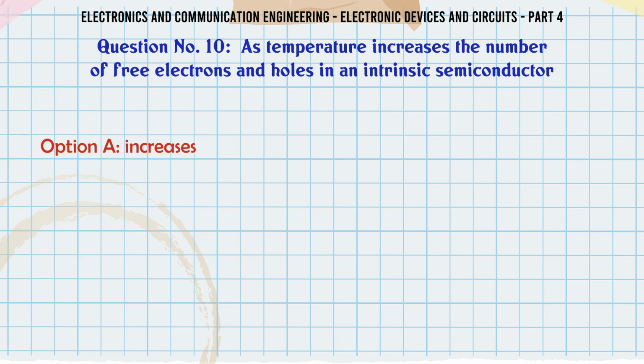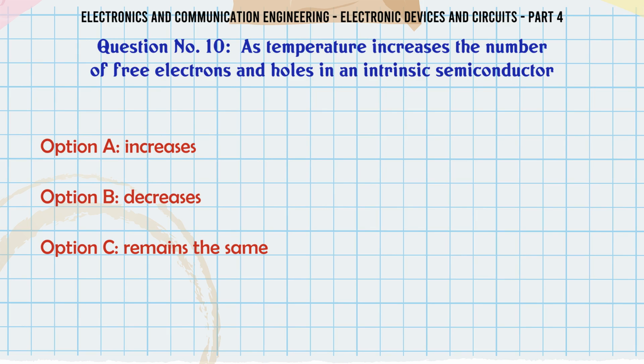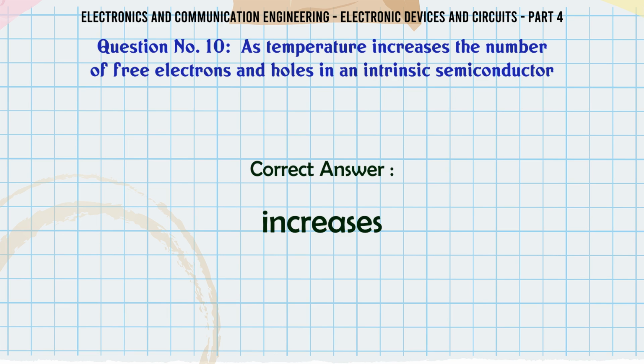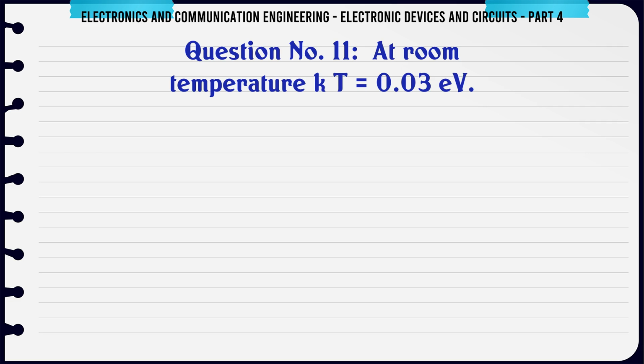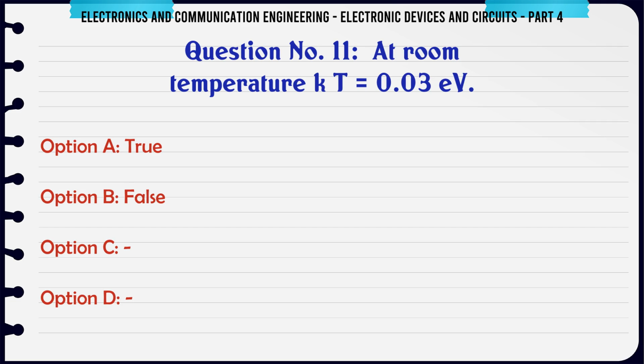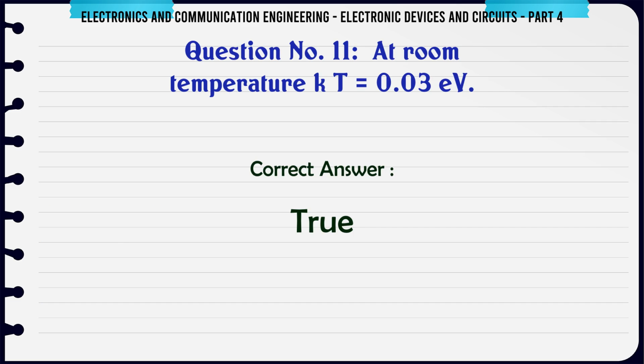As temperature increases, the number of free electrons and holes in an intrinsic semiconductor: A. increases, B. decreases, C. remains the same, D. may increase or decrease. The correct answer is increases. At room temperature kT is 0.03 eV: A. true, B. false. The correct answer is true.